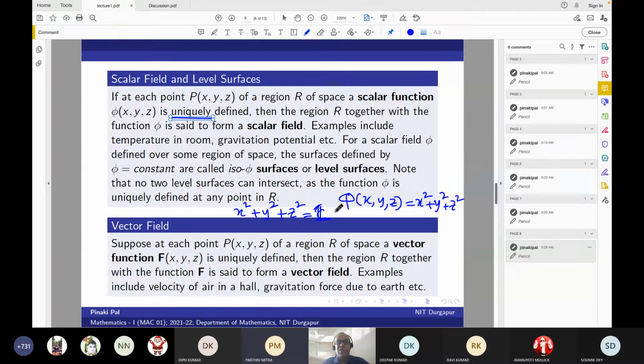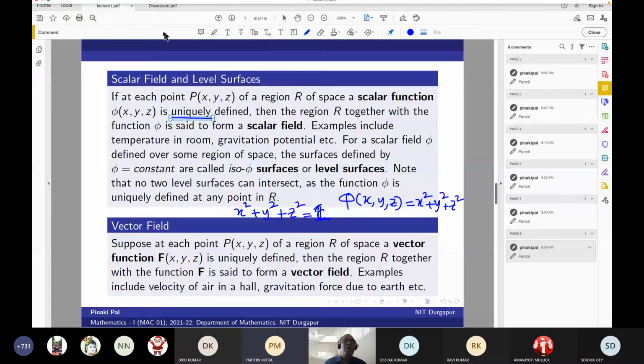Okay, if two level surfaces intersect, then what will happen? Two different level surfaces intersect. They cannot, different values. It will not be uniquely defined at the same point, because there are two constants. Let me explain. Probably all of you, or most of you understood.